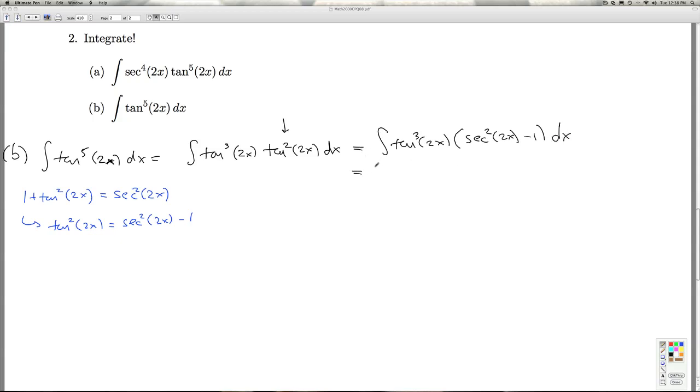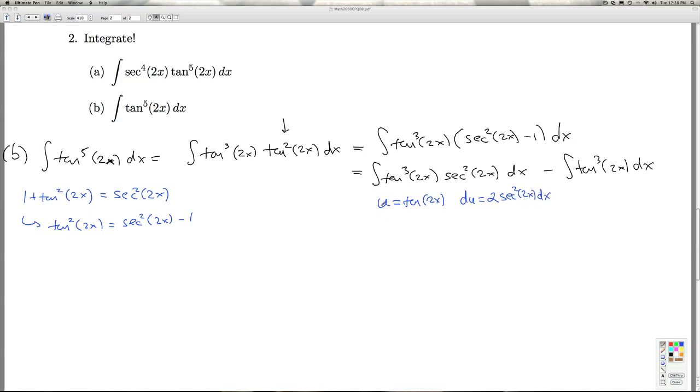Now I distribute through and I have two integrals. I've got the integral of tangent cubed 2x times secant squared 2x dx minus the integral now of tangent cubed 2x dx. Now this first integral, believe it or not, is a Calc 1 integral. I can let u be tangent of 2x, so the du is more or less secant squared 2x dx. I need that 2 from the chain rule that's going to pop out.